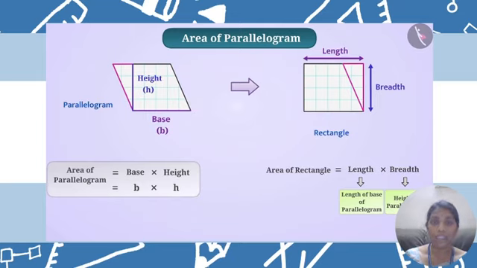And let's see the area of the parallelogram. Let's see the rectangle first. For a rectangle, we all know the area is length and breadth, right? Area of the rectangle is equal to length times breadth. So let's see the parallelogram. Here the length of the rectangle becomes the base, and the breadth becomes the height of the parallelogram. So the area of the parallelogram is equal to base times height. So the area of the rectangle and the parallelogram are the same.